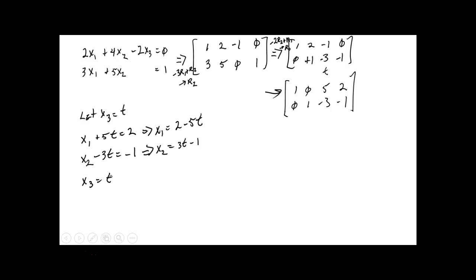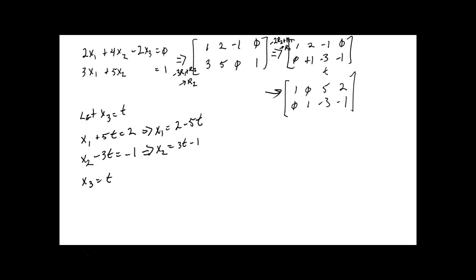So, make sure they got it right. They wrote it differently, but they got it right. For t is any real number, that's a parametric form, and any variable that doesn't have a leading one will be your non-leading variable, and that's going to be parameterized. Okay? So here's what we've got.